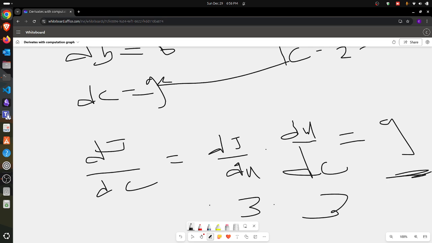So I hope the concepts are clear, and we are going to see how this is used with logistic regression in the next one.